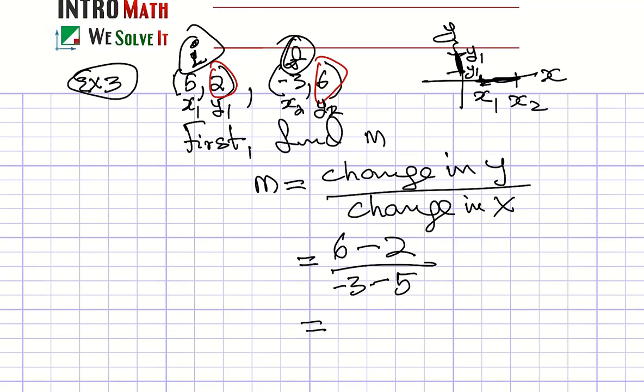And then you simplify. 6 minus 4 is 2, and minus 3 minus 5 is negative 8. I keep saying minus, it's negative 8 to be accurate. So you divide that up. What do you get? It would be negative 1 over 2, right? So that's our slope right there.